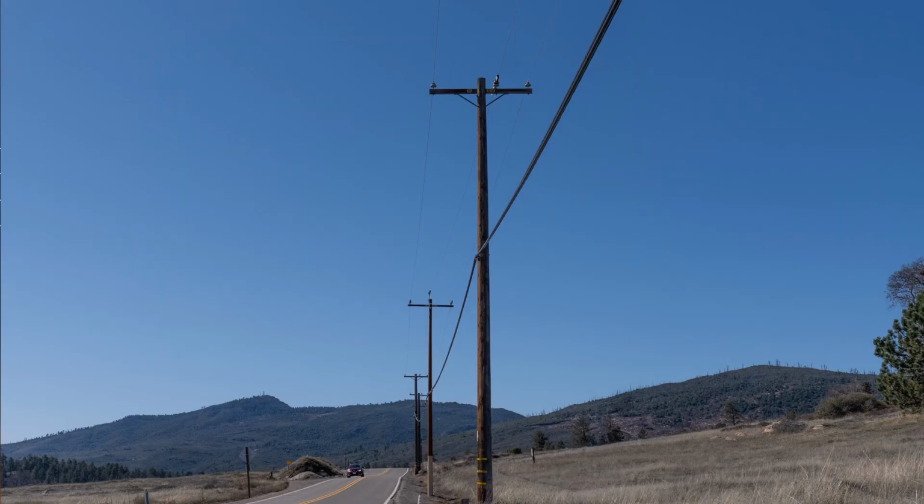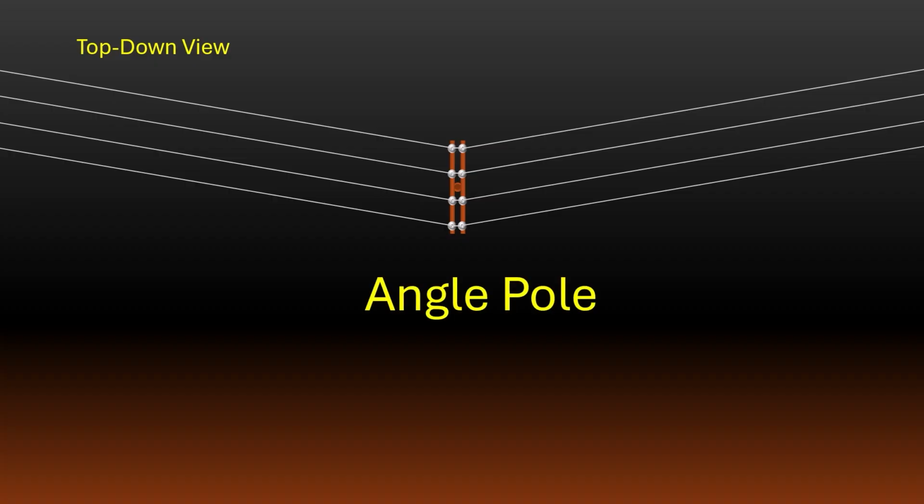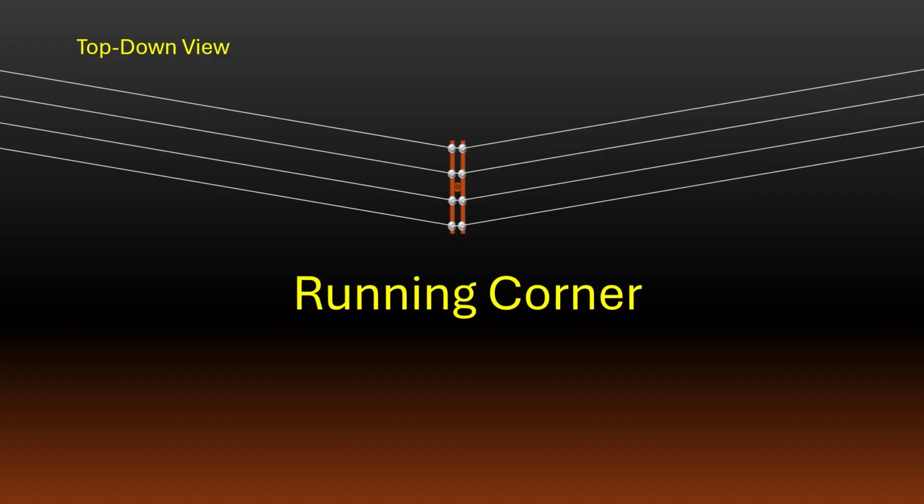This is a tangent pole, and I mentioned that on tangent poles, the conductors don't create any line angles. You can see that here. The conductors are strung straight through from pole to pole without any change in direction. This is an angle pole. Because the conductors are strung on this pole in one continuous run, you may hear a line worker refer to this as a running corner pole.